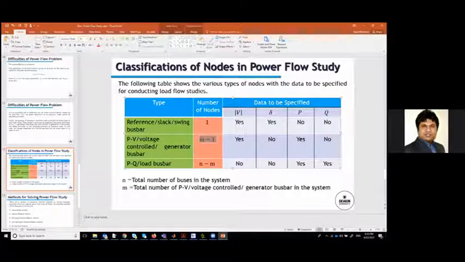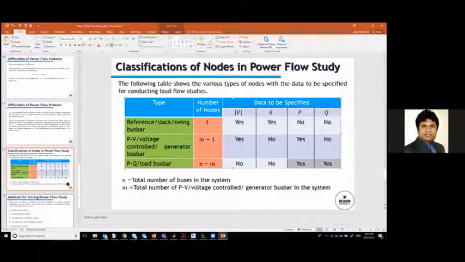For the generator bus, we call it the PV bus as well. That means P and V are known, that is, the real power and the voltage are known. The unknowns will be the angle delta and the reactive power Q. Similarly, for the load bus, we don't know V and delta, we know P and Q. So these are different types of buses.